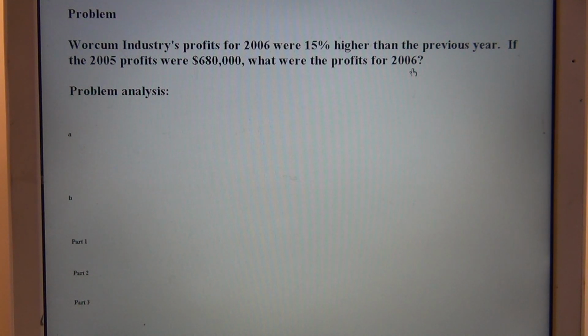Okay. Let's see if you can work this problem. Now, analyze the problem first. Make sure you understand and see if you can give it a try. Remember, to get the amount of profit, it is the starting value times some kind of a percentage. And in this case, it would be 15%. We'll put the DVD or video on pause and try and work this problem. Then turn it back on and I'll go over it with you.